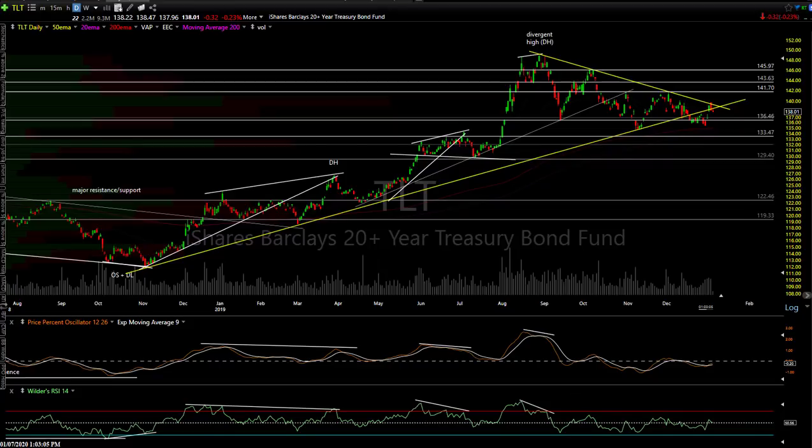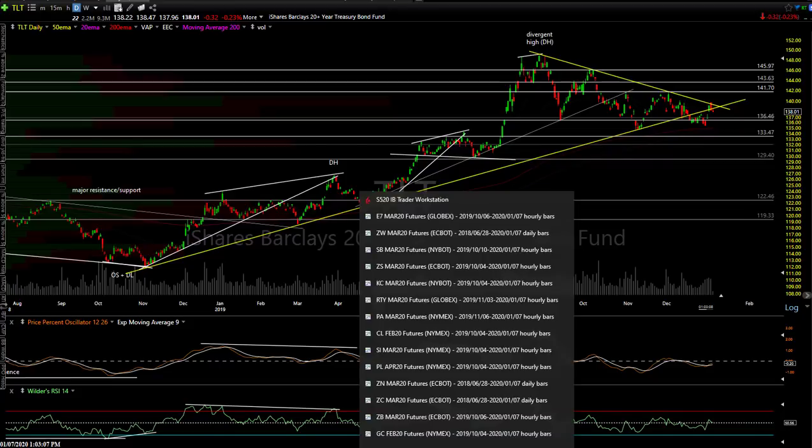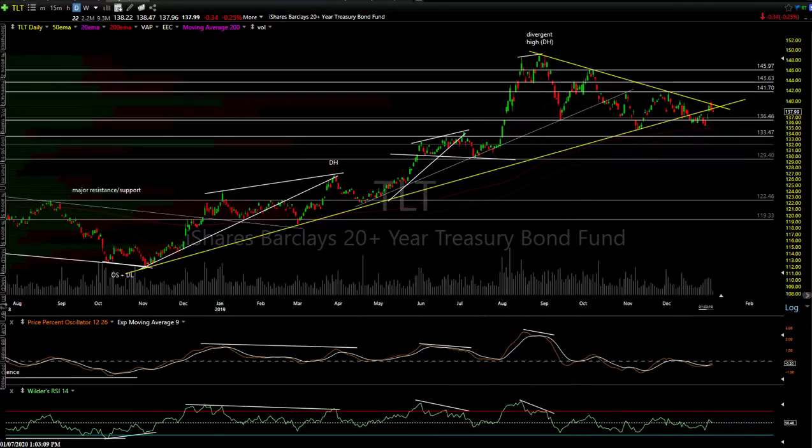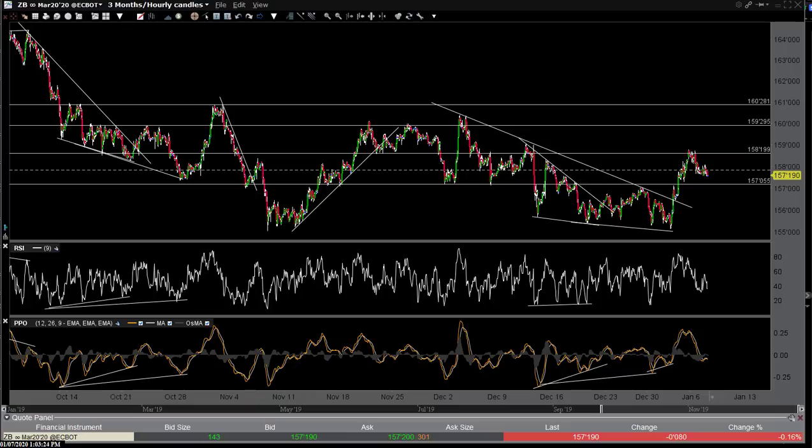I just want to do an all-inclusive analysis for those of you with funds and, let's say, Treasury bonds or other bond funds in your 401k, or if you're trading TLT. And then on that too, I'm going to cover ZB, if I can find it down below. I have it right here. All right, this is the 30-year Treasury bond futures contract right here.